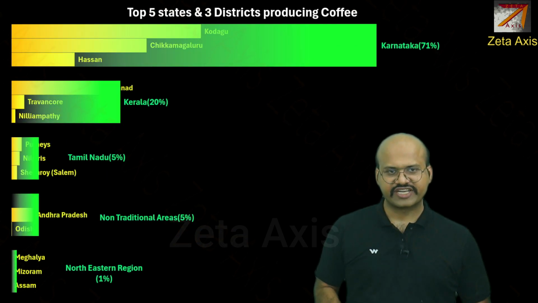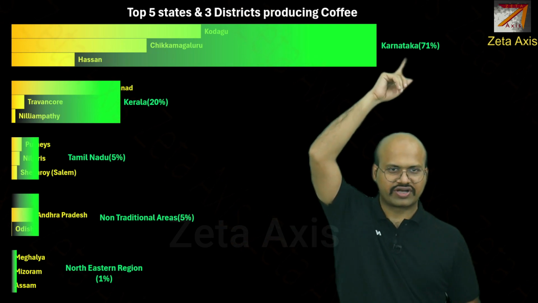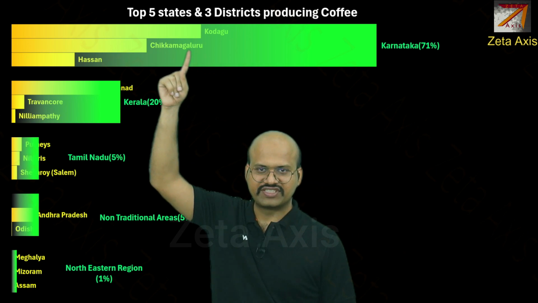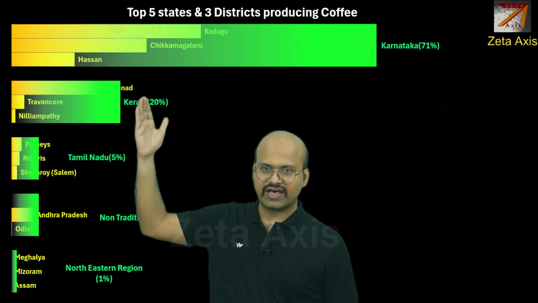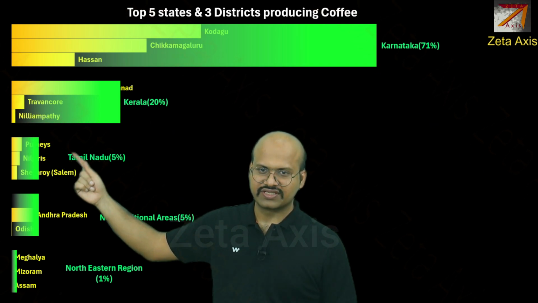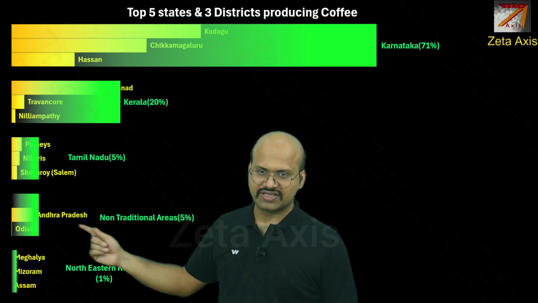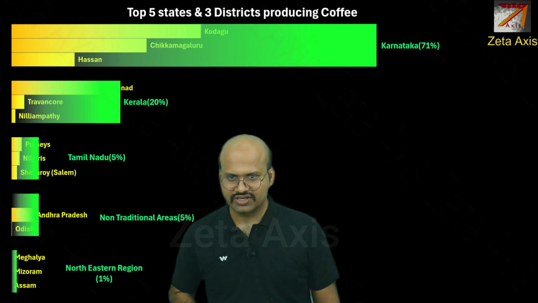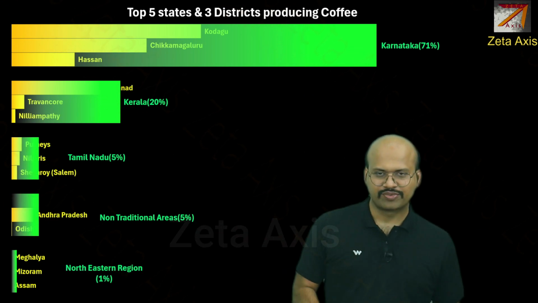Here are the top states producing coffee with the top districts producing coffee in those states. Karnataka has 71%, in which Kodagu is the highest producer of coffee, followed by Chikmagalur and Hassan. In Kerala, we have Wayanad, followed by Travancore and Nilampati, and then in Tamil Nadu, we have Pulnes, Nilgiris, Savoy. In non-traditional areas, Andhra Pradesh is there, and then Odisha is there. Here we have seen that Araku Valley is known for coffee production. And in northeastern region, we have Meghalaya, Mizoram and Assam, which produce some proportion of coffee.